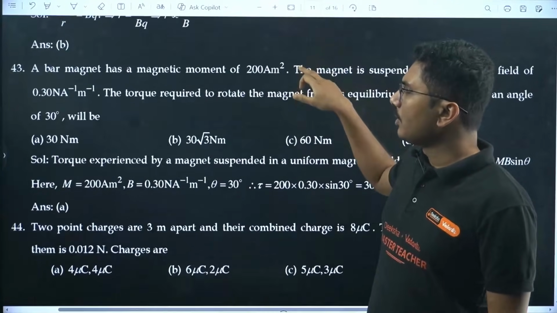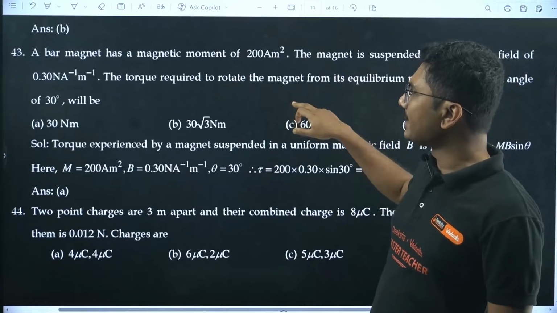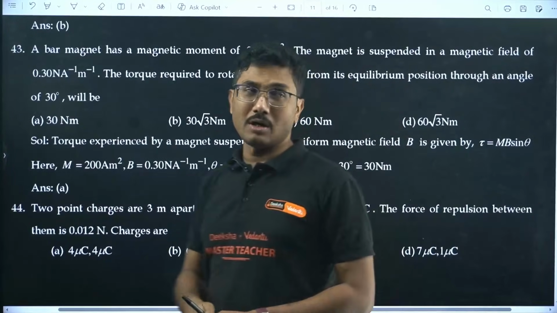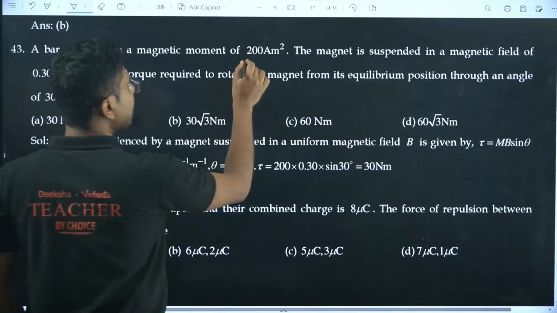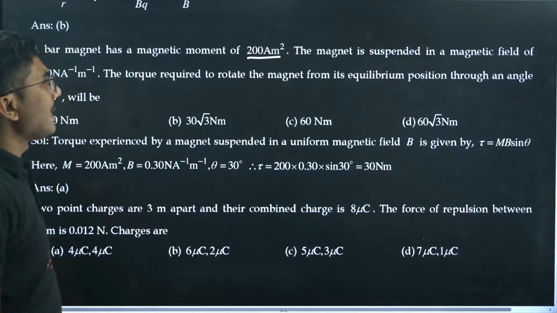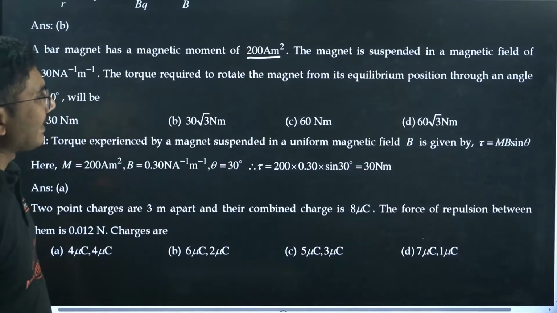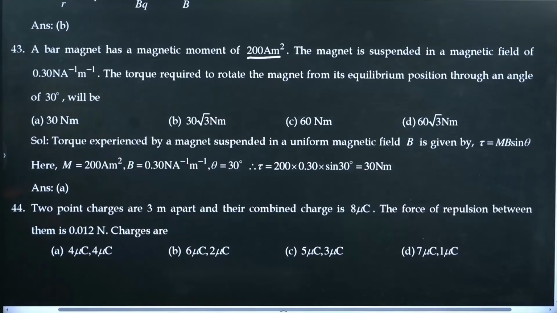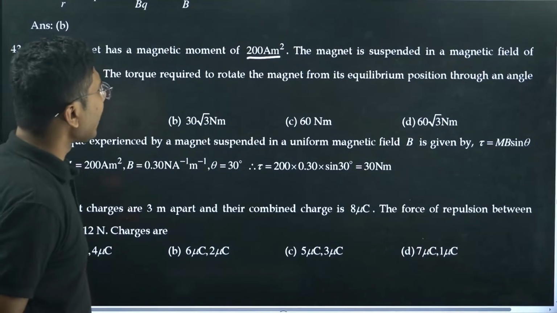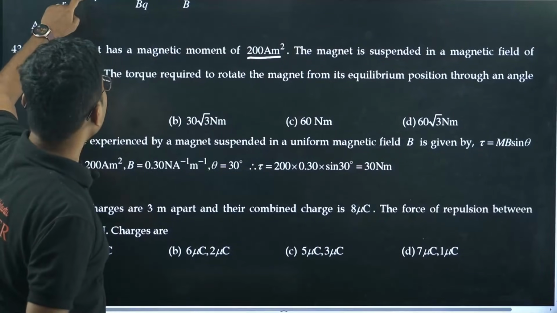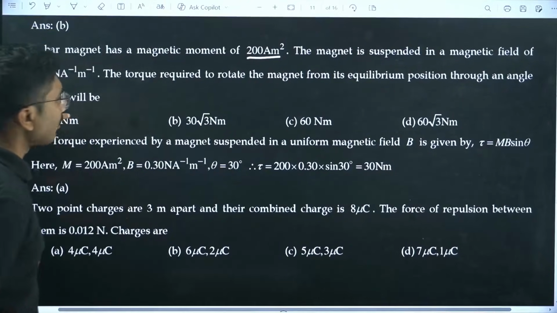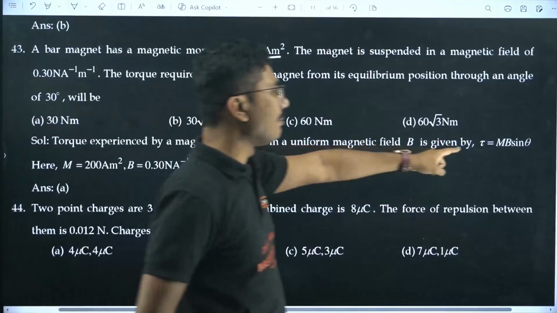Okay. Question number 43. A bar magnet has a magnetic moment of 2000 ampere meter square. The magnet is suspended in a magnetic field of 30 Newton per ampere per meter. The torque required to rotate the magnet. So what is the formula for torque acting on a magnetic field?